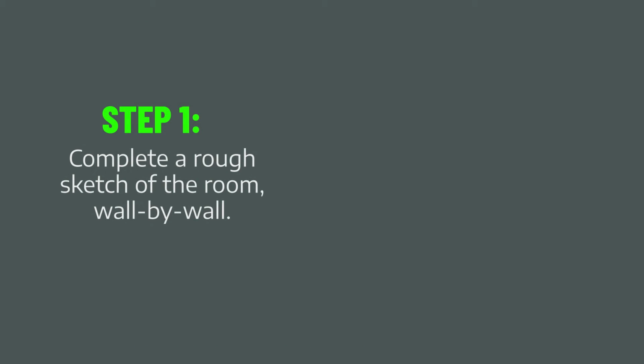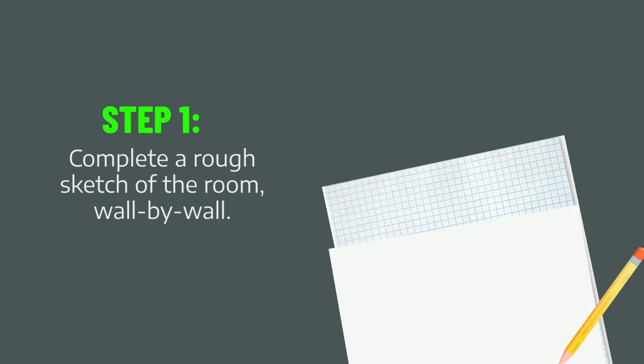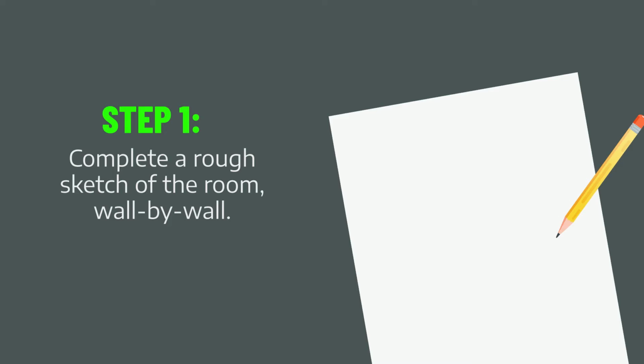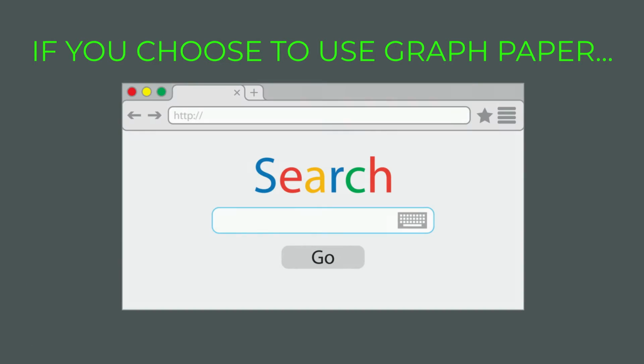Step 1 is to complete a rough sketch of the room wall by wall. I'm going to be drawing on graph paper for more accuracy, but you can feel free to skip the graph paper and just use a pencil and blank paper. If you choose to use graph paper, then each square of the grid will equate to a 1-foot square. If you don't have any graph paper on hand, you can simply do a web search for it and you'll find plenty to download and print out a couple of sheets.